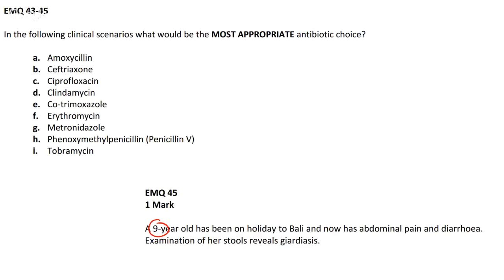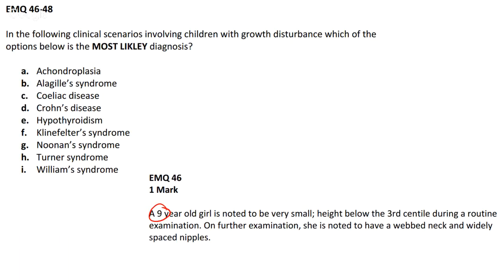Okay, 9-year-old, holiday in Bali, now has abdominal pain and diarrhea, giardiasis, metronidazole. Okay, I feel like that probably doesn't need to look on ETG. Okay, 9-year-old, she's noted to be very small, below the third centile, noted to have a webbed neck. What does she have? Widely spaced nipples. I feel like it's a mnemonic, but doesn't matter.